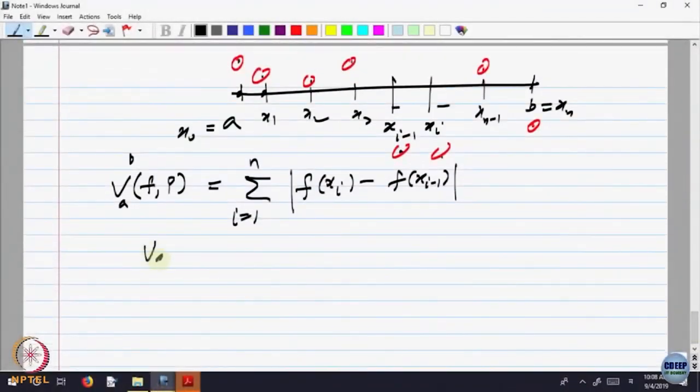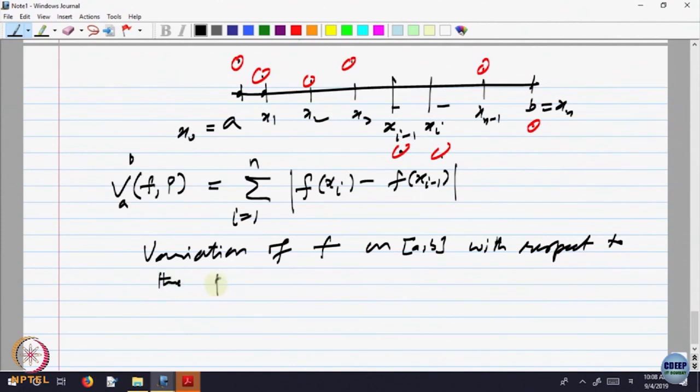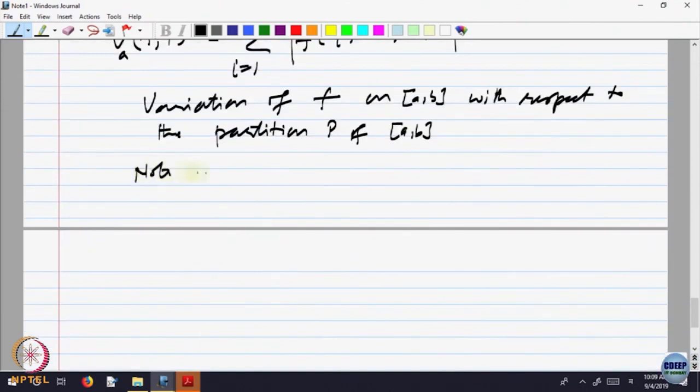So, this is given a name. This we call V, the variation from a to b of the function f with respect to the partition P. So, this is called the variation of f on [a, b], that is the domain, with respect to the partition P of [a, b]. So, it depends on the partition, right. For a different partition, it will be different, but let us observe this is always a non-negative quantity, right, because it is a sum of absolute values. So, note V_a^b(f, P) is bigger than or equal to 0. It is a non-negative quantity.